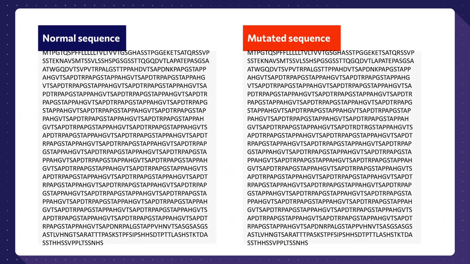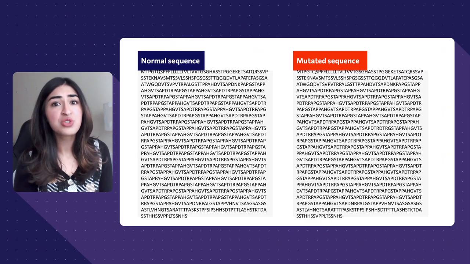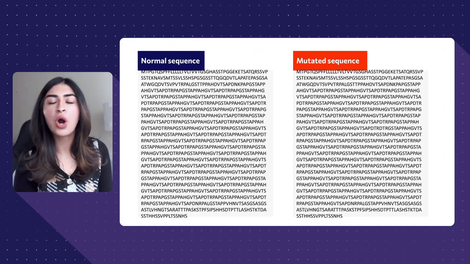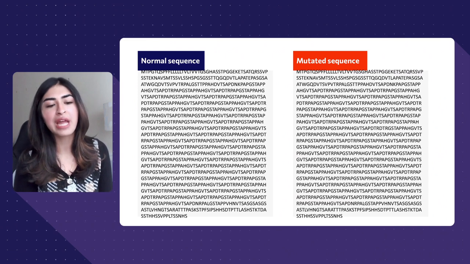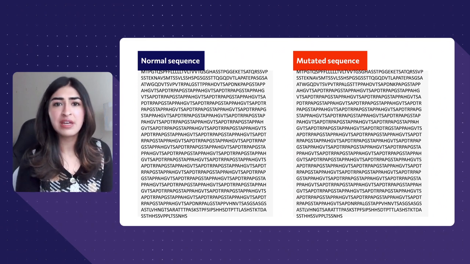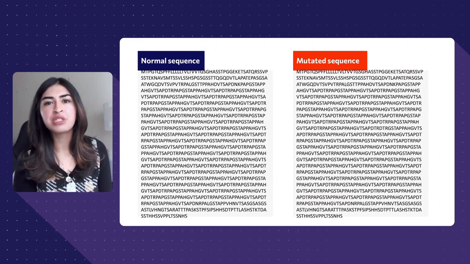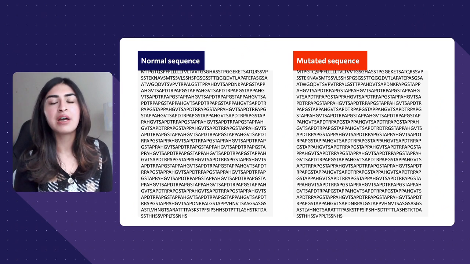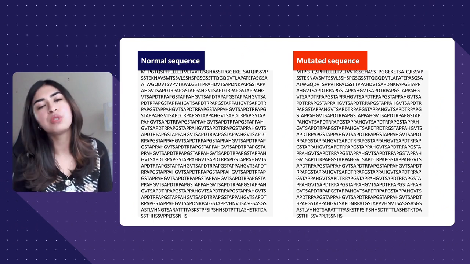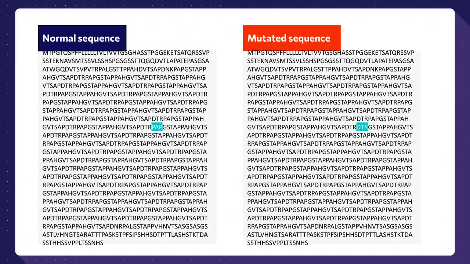Now, as an exercise, here are two sequences. There's a normal sequence on the left and a mutated sequence on the right. Can you tell the difference between the normal and the mutated sequence? No. There are so many letters in this that it's hard for a human brain to actually comprehend where the difference is, and then further than that, whether that difference actually has an important effect on the protein that's being created. Here is the difference.